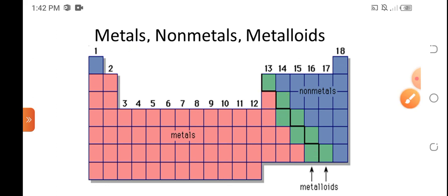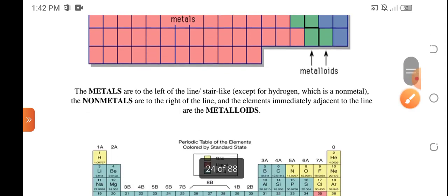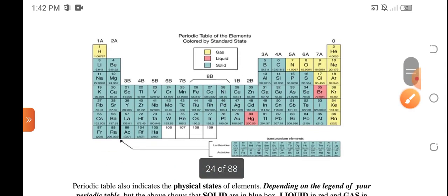So, let's repeat. Metals, non-metals, and metalloids are separated by the stair-like division here. Those on the left of the stair-like division are metals except for hydrogen. Here on the right are non-metals. Those above and below are metalloids except for aluminum. Okay?